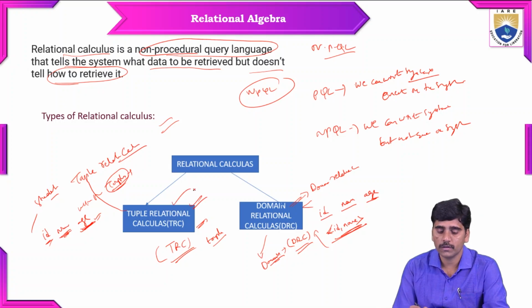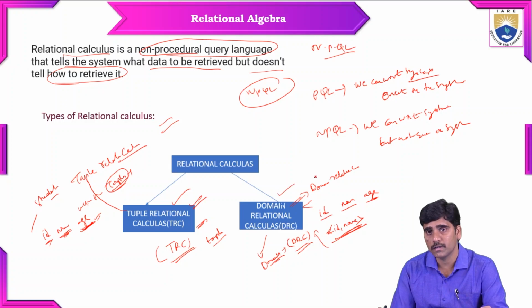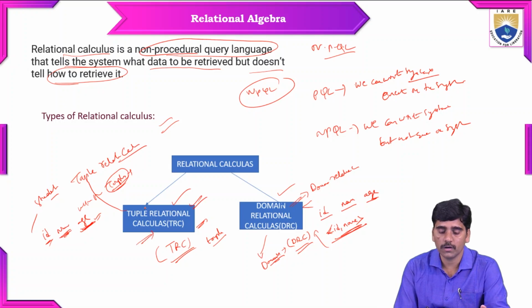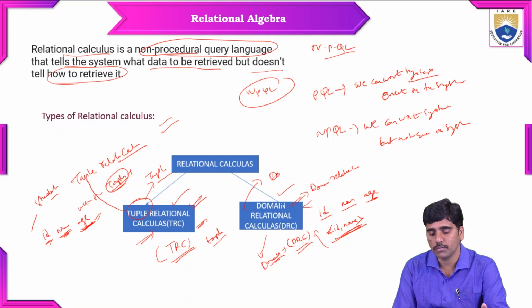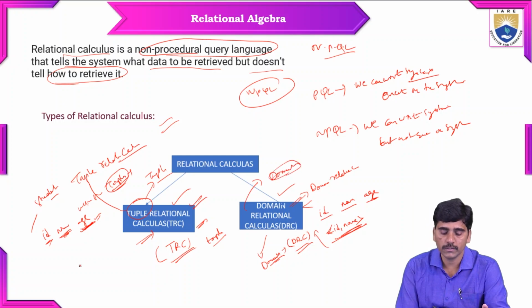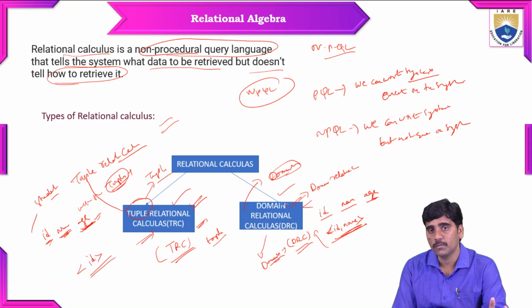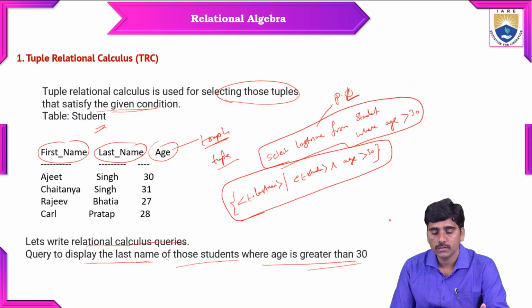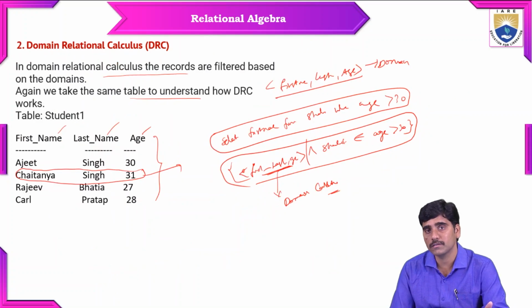One is tuple relational calculus, and the second one is domain relational calculus. In tuple relational calculus, the query is executed on the basis of tuples, but in domain relational calculus, the query is executed on the basis of domains. A tuple is whatever result you want to display on the screen. A domain is the grouping of the tuples you want to display. So to do all these operations, we have TRC, tuple relational calculus, and DRC, domain relational calculus.